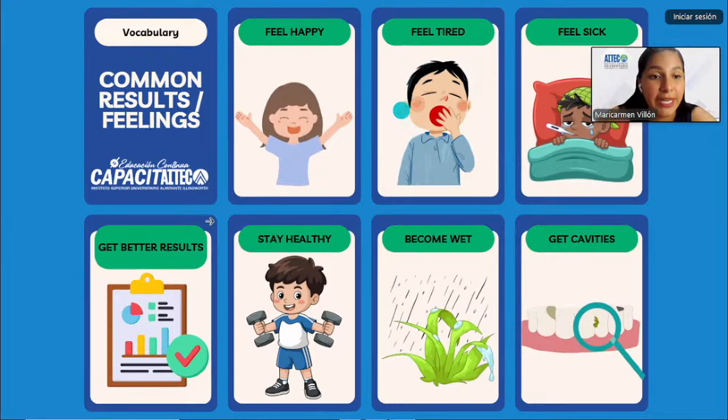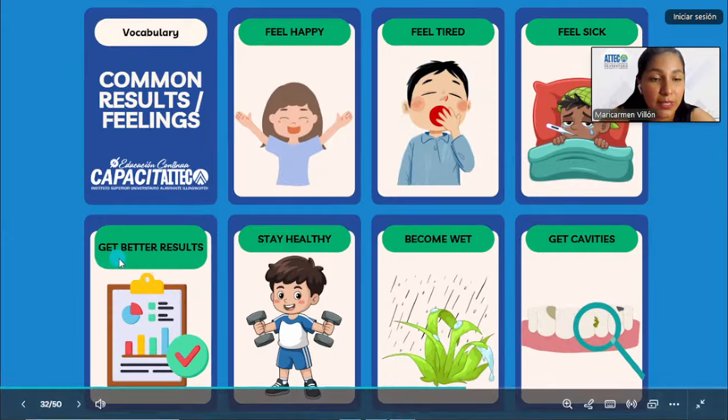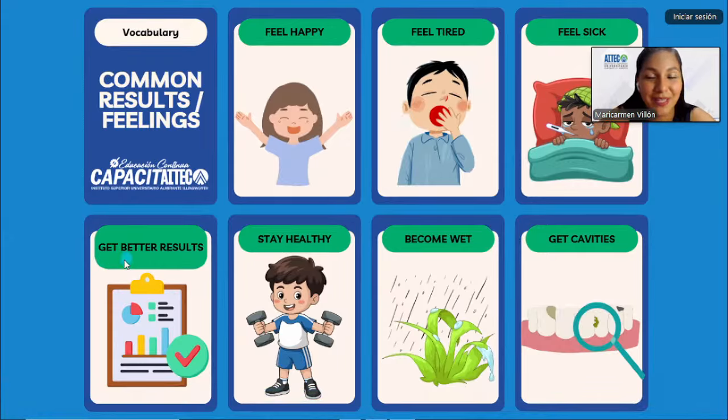We have here, get better results. We're gonna be using this vocabulary for our conditionals. ¿Por qué lo estamos viendo? Porque ya lo vamos a ver un poquito cuando estemos produciendo en estos temas gramaticales. Get better results. Obtener mejores resultados. Next one, stay healthy. Estar saludable o mantenerse saludable. Look at the next one. We got become wet.